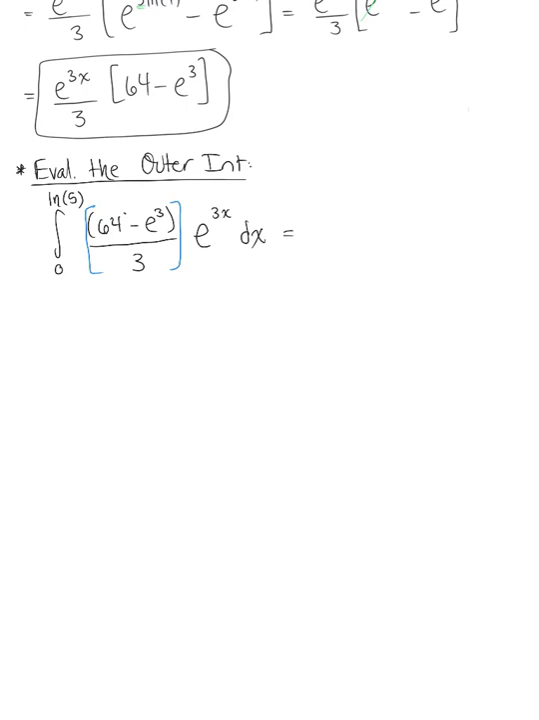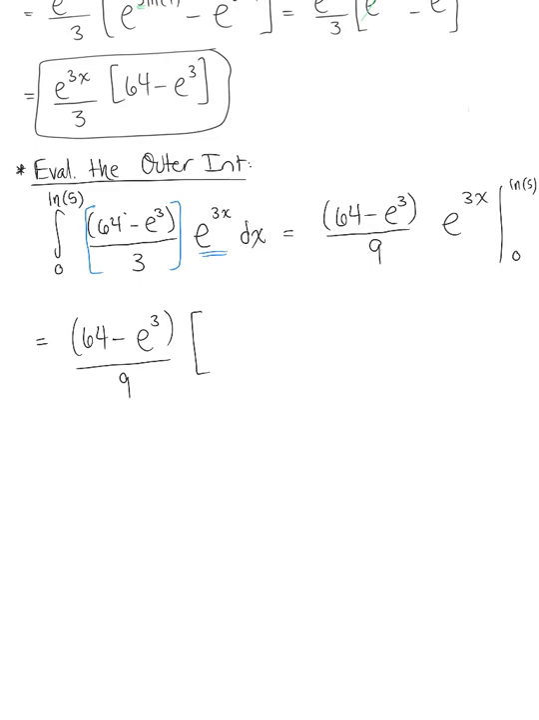And so when we integrate here, we're going to be left with 64 minus e^3, divided by 3 times 3, giving us 9, times the natural exponential raised to the 3x. Again, that extra 3 comes from the antiderivative of the natural exponential. And we want to evaluate here from 0 to the natural log of 5. So this will be 64 minus e^3, divided by 9, multiplied by the natural exponential raised to the 3 times the natural log of 5 minus the natural exponential raised to the 0.